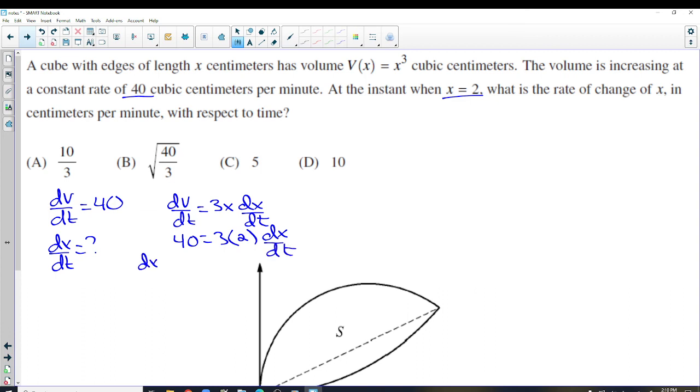So dx/dt is equal to 40 over, oh, did I do this wrong? 6, oh. What did I mess up? 3x squared, thank you. So that's over 12. So 10 thirds. There we go. Thanks for the help. Appreciate it.